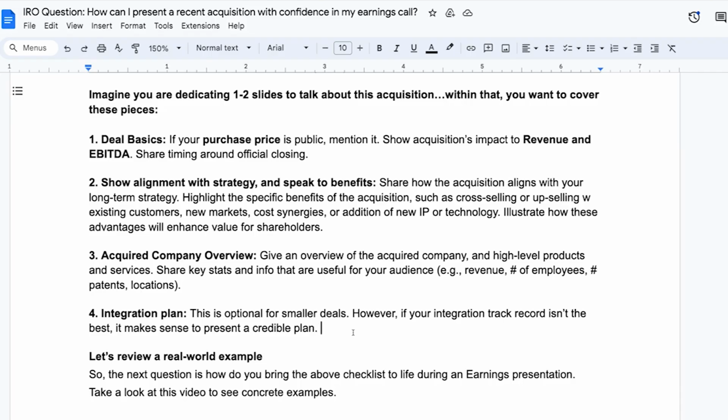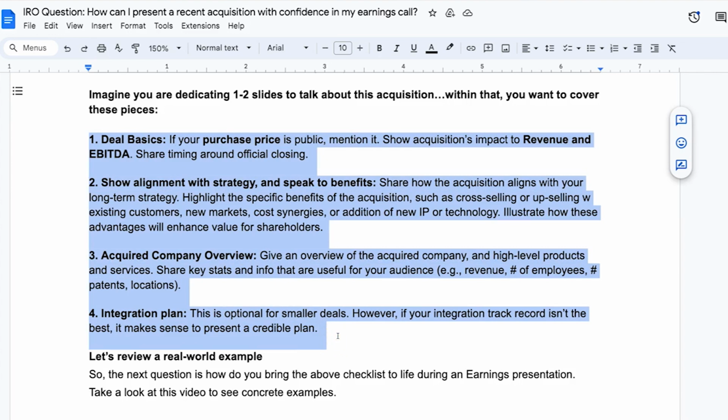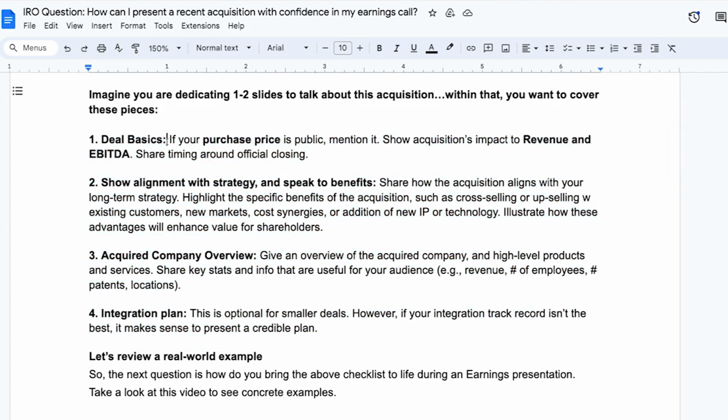A lot of times companies are making smaller, or if I may say, more routine acquisitions. What are some best practices in those situations? So in the blog article, we are suggesting these are some of the must-haves as part of your communication during your earnings. For your smaller acquisition, you want to obviously share the basics of the deal, which would include purchase price, what's the impact to the company's revenue and EBITDA.